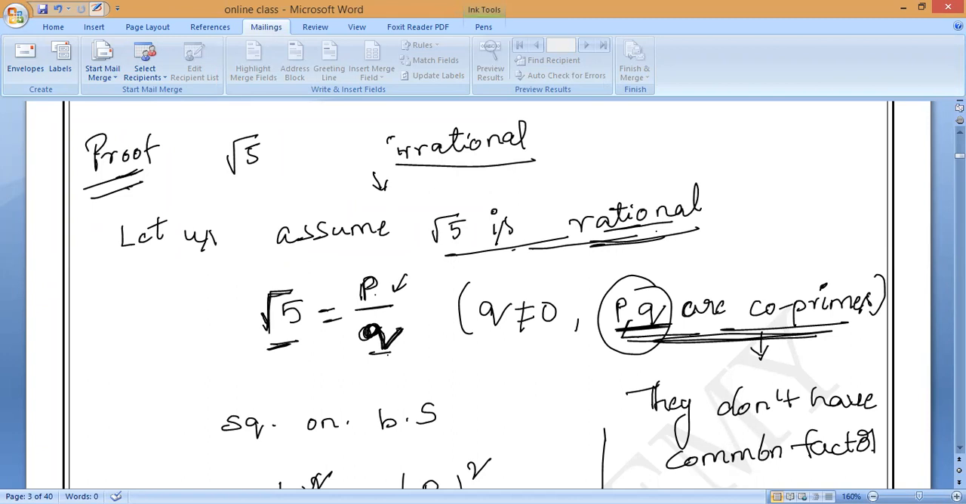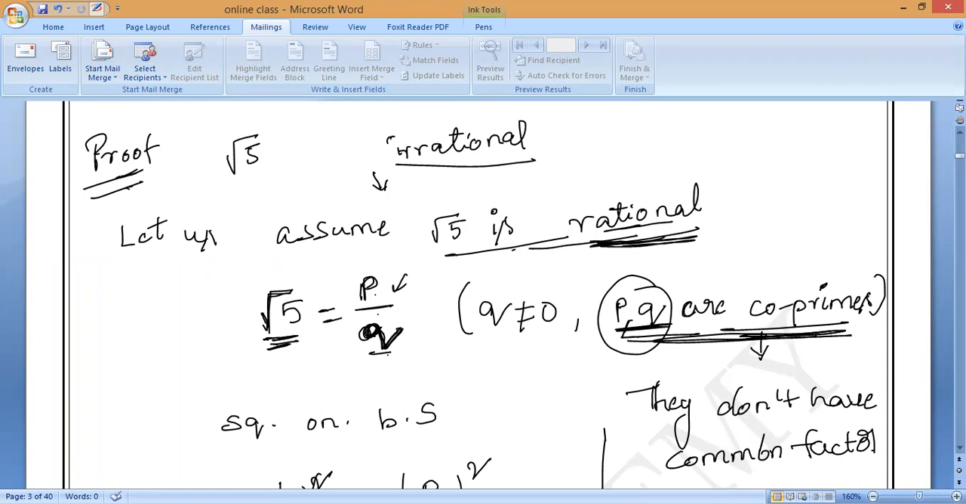What is rational? Definition. p by q form, ma'am. So root 5 equal to p by q. Here p and q are in the simplest form. Simplest form means we can't cancel with any number. So p and q have no common factor, so they are called co-primes. Do you understand this step?